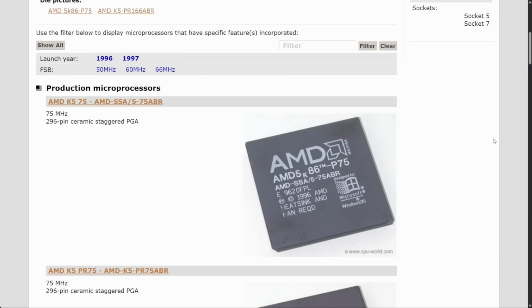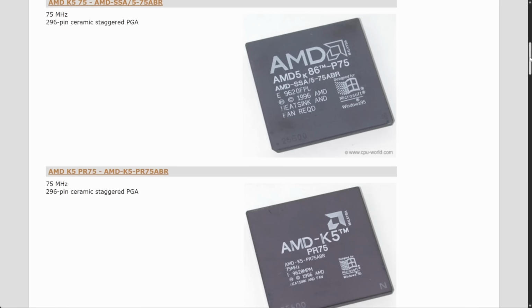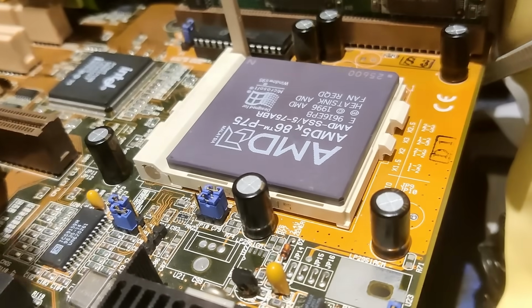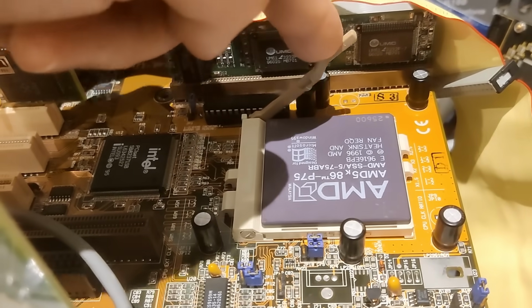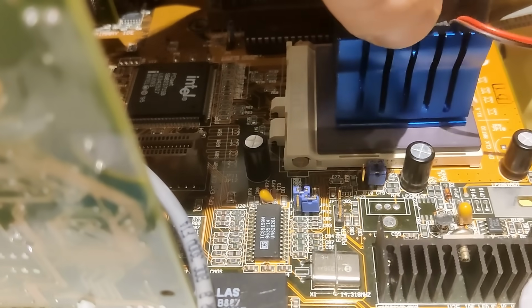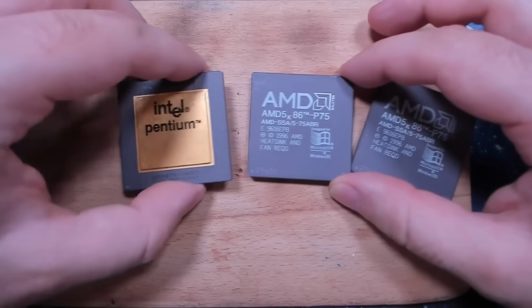It is a K5. But maybe the marketing department didn't get their hands on it in time because, well, just a few months later, this chip was re-released under the K5 branding. So the question is, were these chips any good? They have a P75 rating exactly like the 486, but we will see later how this chip compares to a Pentium 75, and I got a very nice one here.